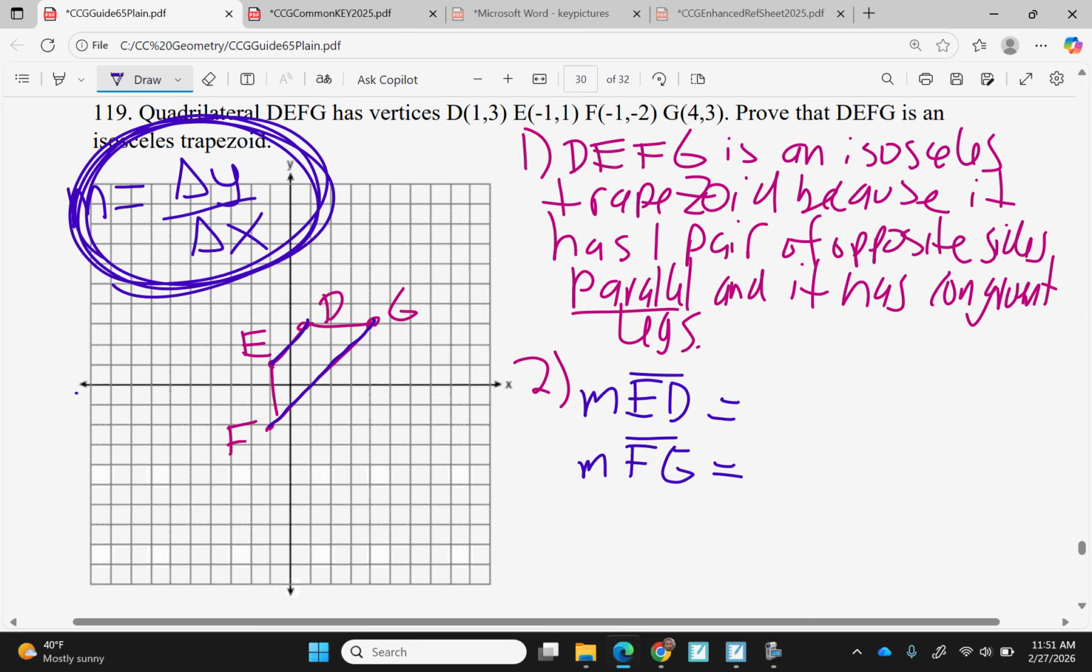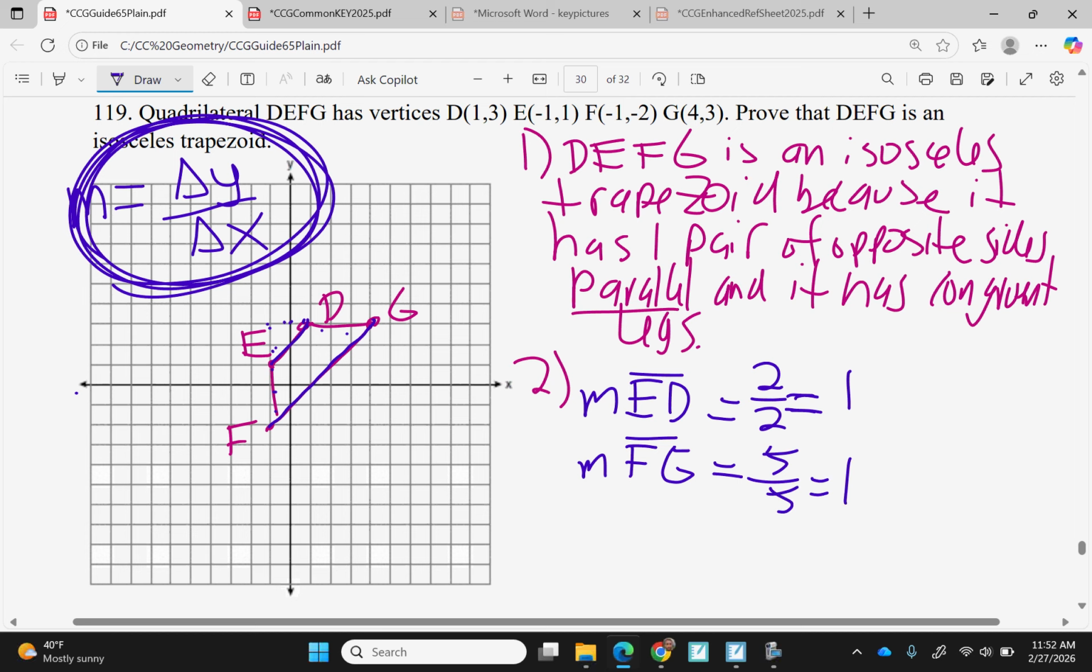So ED, I'm going up 2, right 2. 2 over 2. I always go left to right. So if I'm going up and right, it's positive. If I'm going down and right, it's negative. You do need to reduce the fraction. 2 over 2 is 1. FG, 1, 2, 3, 4, 5. 1, 2, 3, 4, 5. 5 over 5. That reduces to 1 as well.